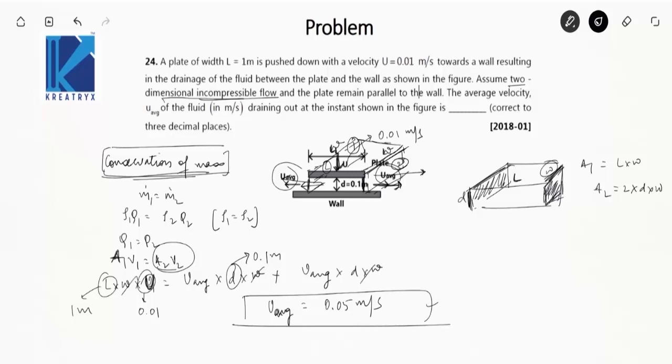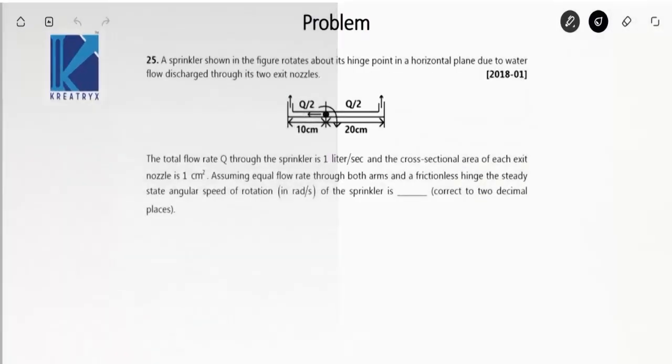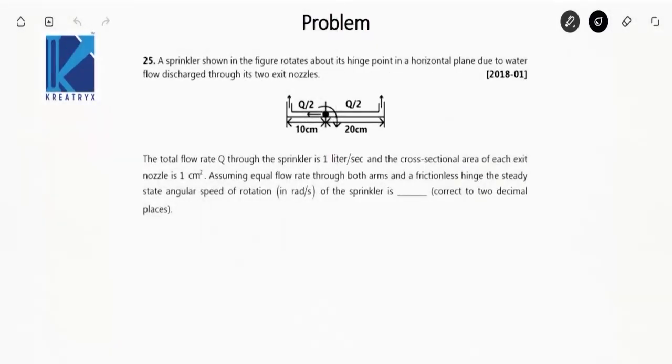Okay, next question. A sprinkler shown in the figure rotates about its hinge point in a horizontal plane due to water flow discharged through its two exit nozzles. The total flow rate Q through the sprinkler is 1 liter per second. The total flow rate, this is the keyword, do not forget this. The cross-sectional area of each exit nozzle is 1 centimeter square.